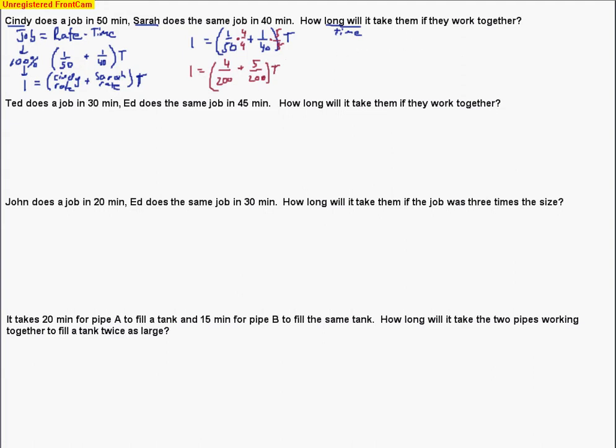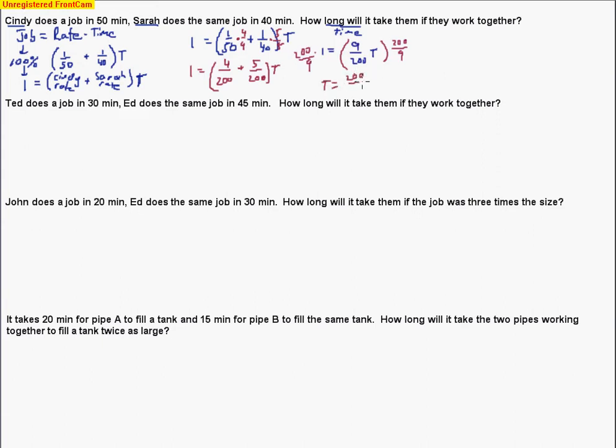So we go ahead and do the next part, which is to add these two together, and we end up with 1 equals 9 over 200 times time. So together, this is their rate. 9/200ths of the job gets done each minute. Well, let's find out what that time represents. In order to solve for t, I'm going to multiply by the reciprocal. Do the same thing on this side, so times 200 over 9. And so when I do that, I've got t equals 200/9ths.